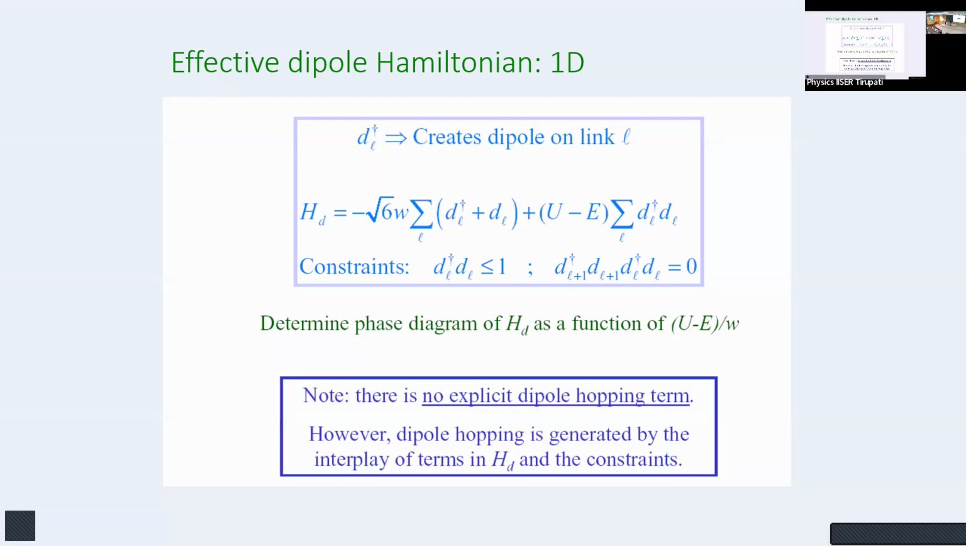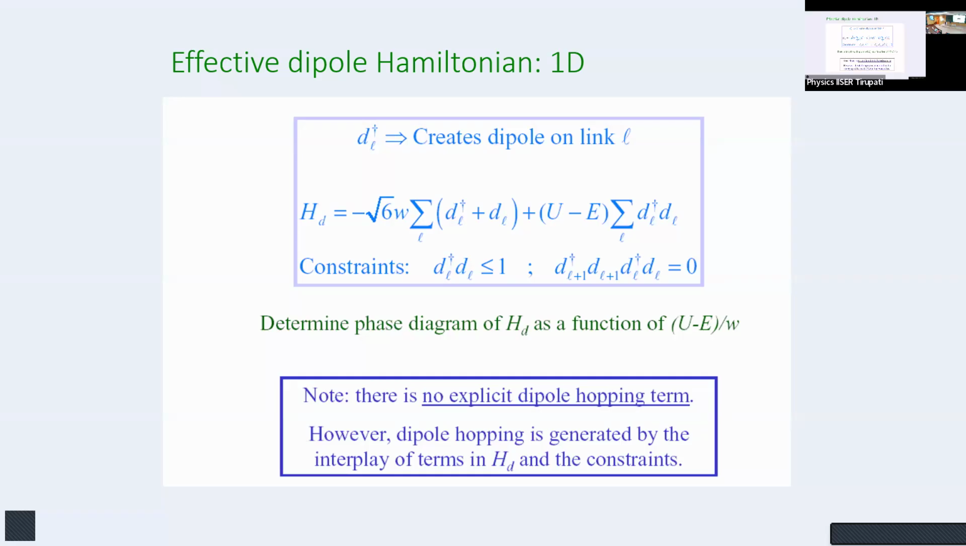It's basically these dipoles that are the smallest possible excitations of this problem. What we did is write down an effective model. It costs an energy U minus E to create these dipoles. And then there are terms where dipoles can be created or destroyed, because the bosons can spontaneously hop from one site to another. There is no conservation of dipole number.